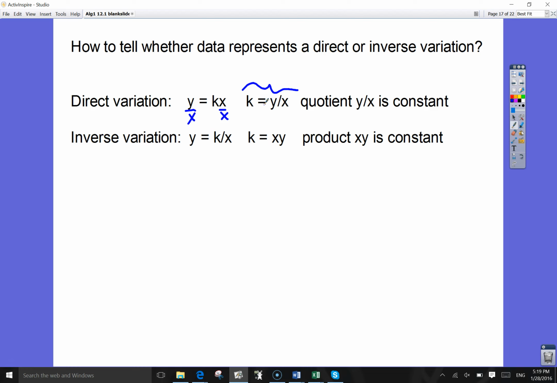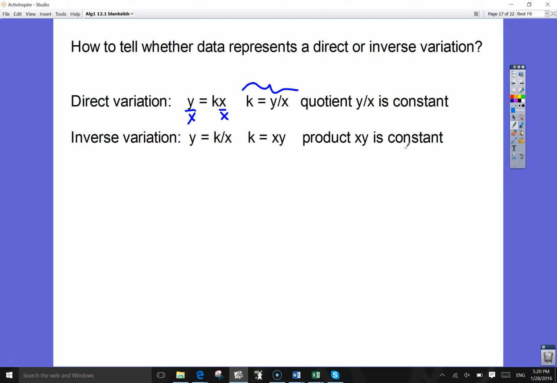For an inverse variation, you start with y equals k over x. Again, solve for k. In this case, multiply both sides by x, and you get k equals x times y. So again, x and y will change, but what won't change is their product. If you multiply x times y, it will always be a fixed number. So the product xy is constant.